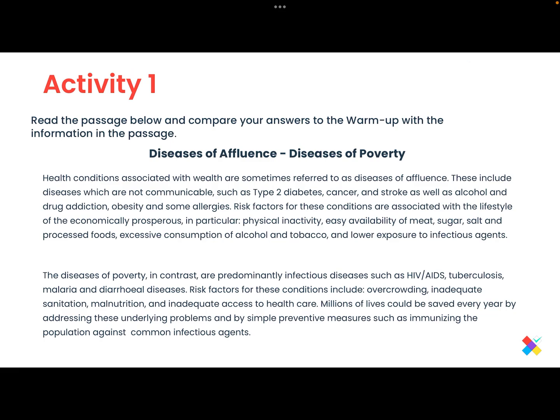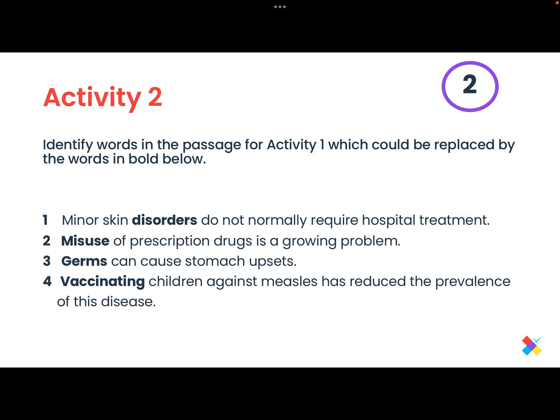All right, I do hope you have checked your answers. Now we're going to move on to the next activity, and for the next activity you're going to need the text. So you can either take a screenshot, or you can pause and you can go back and forth however you feel comfortable. But for the next activity, you have to identify words in the previous passage, from activity 1, which could be replaced by the words in bold below. You've got 4 words in bold: disorders, misuse, germs, vaccinated.